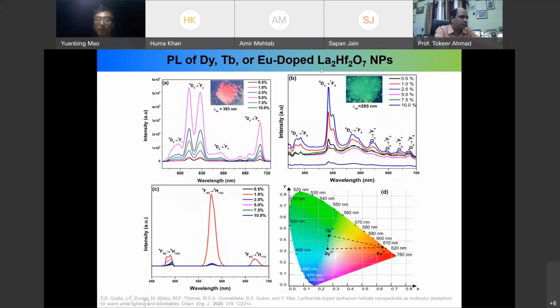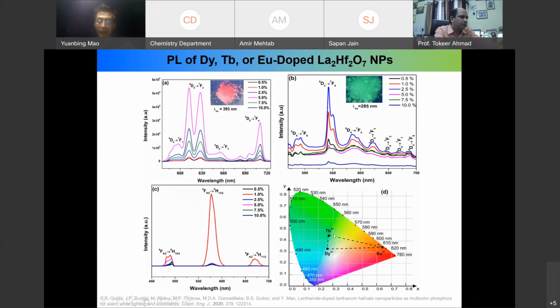It's doped lanthanum hafnate nanoparticles, and here we doped them with 3 different types of dopants. With the different dopants, we can get different colors. This one is doped with europium, and this one gave out green light. The terbium gave out the green light, and this one, dysprosium, gives light in this region, and the europium gives the red light.